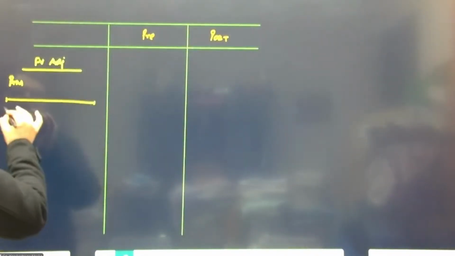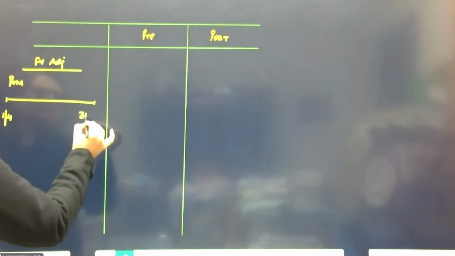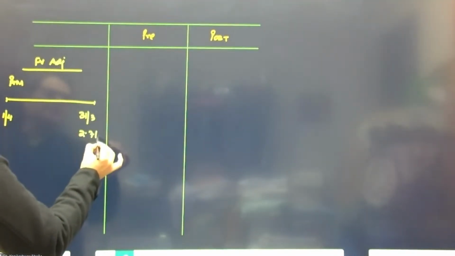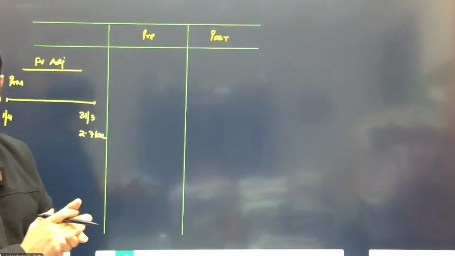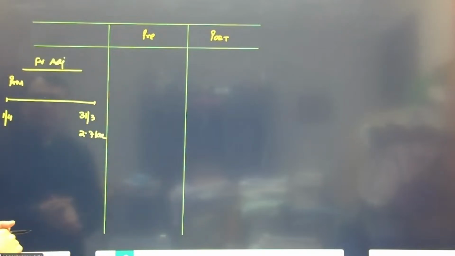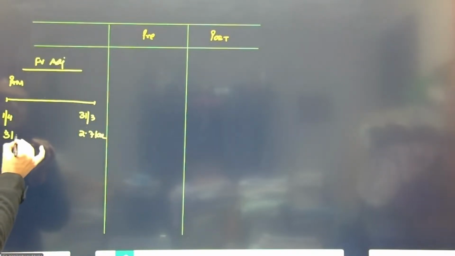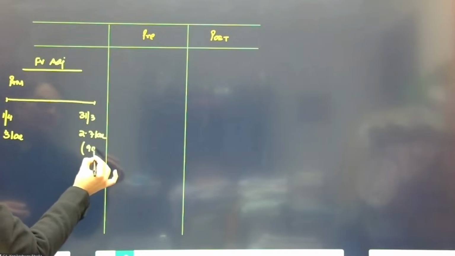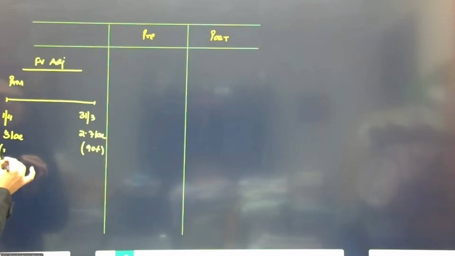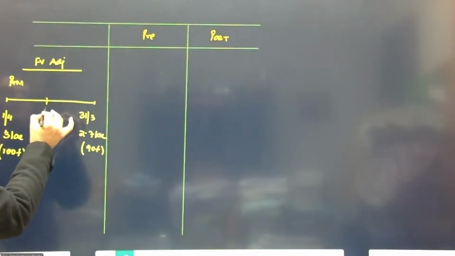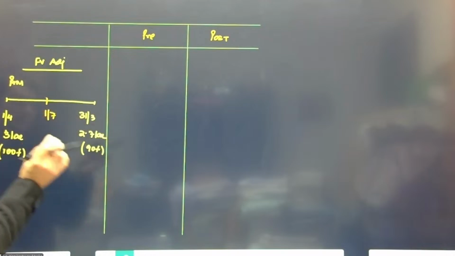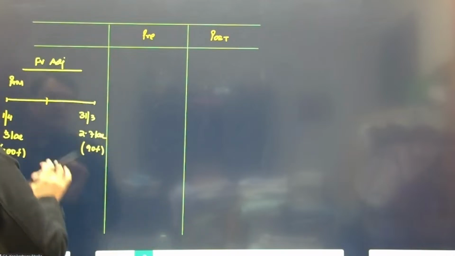Let's consider a time scale. 1st April, 31st March. This is 2.7 lakh. So can you tell me what will be the value at the beginning of the year considering a depreciation at the rate of 10%? So it is 3 lakh. That's absolutely correct. So this is 10% means represents 90%. Gross it up, you get 100%. Now we need the values in the middle of the year because the acquisition date was in the middle of the year, 1st October.